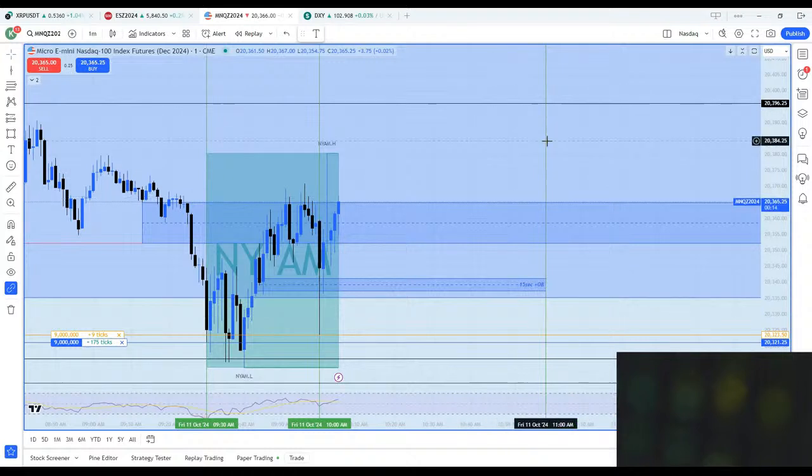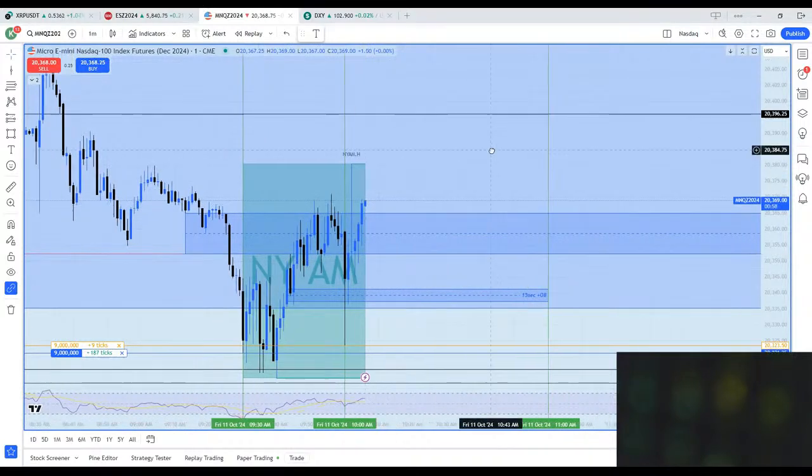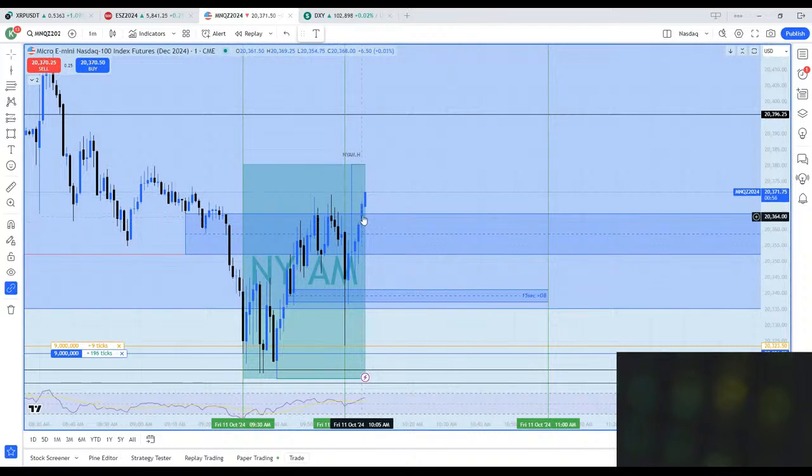Usually, if my trade don't happen by 11 o'clock New York time, I'll get out of the trade and go on about my day. Back in the day, I used to sit in front of these charts literally all day, watching every candlestick print. All right, so this right here is a fair value gap.